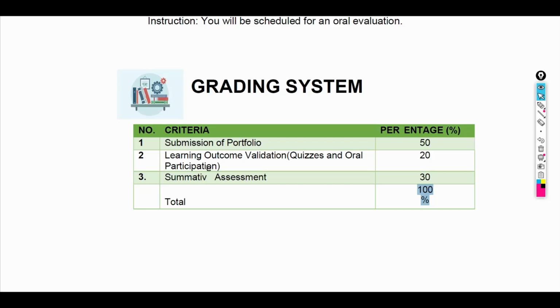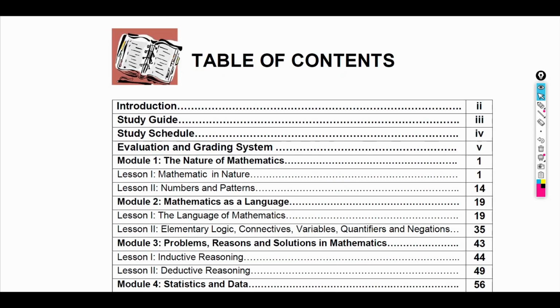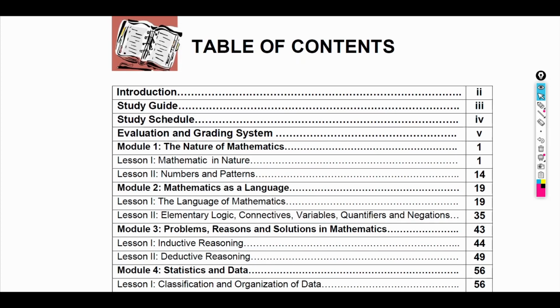Moving onwards on the table of contents, you are provided with the introduction, which you have read already, then the study guide in Roman number 3, and then the study schedule, the breakdown of the number of weeks to be covered for every module, provided in Roman number 4. Then the evaluation of grading system, which was just discussed. So take note of that. The submission of portfolio really makes up the big chunk of your grade.